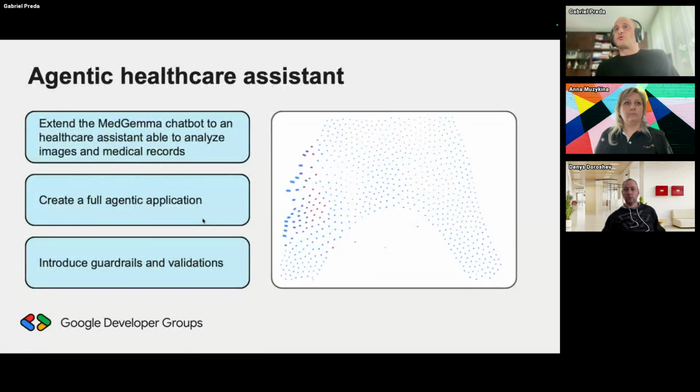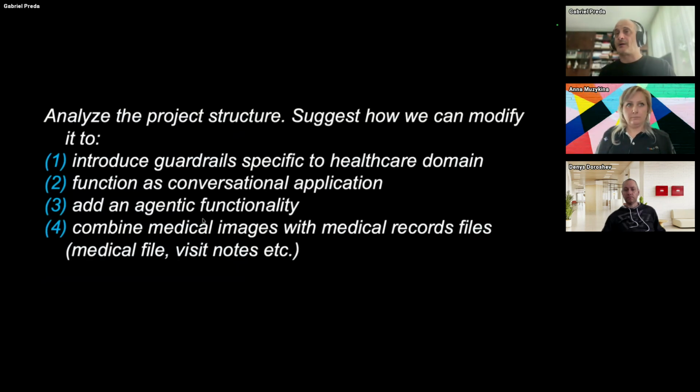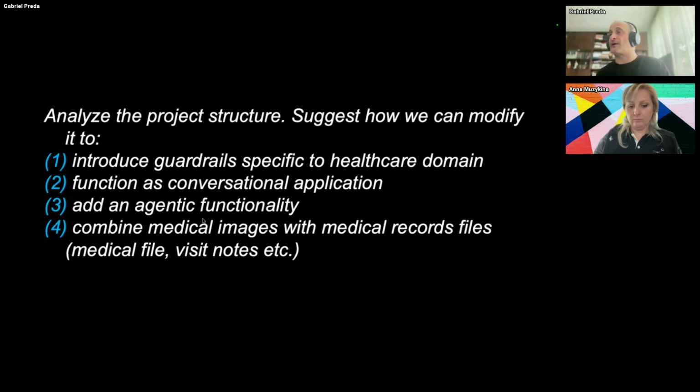So what I wanted to do was to extend the MedGemma chatbot to a healthcare assistant able to analyze images and medical records, to create a full agentic application and introduce guardrails and validations. And so this was actually the initial prompt I used. As you see, it's very simple. Analyze the project structure. I already had a project, a minimal chatbot with a few lines of code in total. Suggest how we can modify it, introduce guardrails specific to the healthcare domain, a functional conversation application, add agentic functionality, and combine medical images with medical records, files. That means medical files, visit notes, and so on.